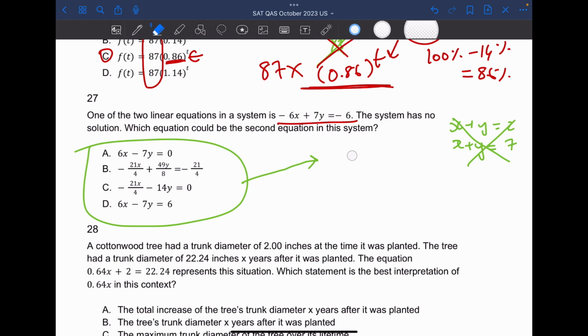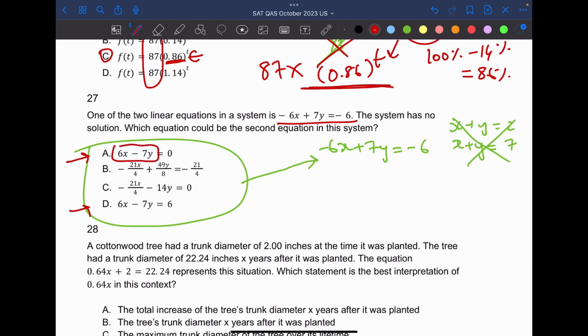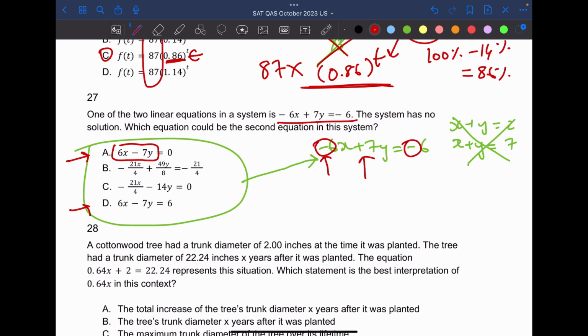Okay, so if we have, I'm going to rewrite this, negative 6x plus 7y is equal to negative 6. What we can see is that two options have 6x plus 7y. What does that mean? If you change to 6x minus 7y, you're basically changing the signs on everything. The negative became positive, positive became negative, and then this negative would also become positive. So you get that 6x minus 7y is equal to 6. Okay, so that's the solution that this gives us.